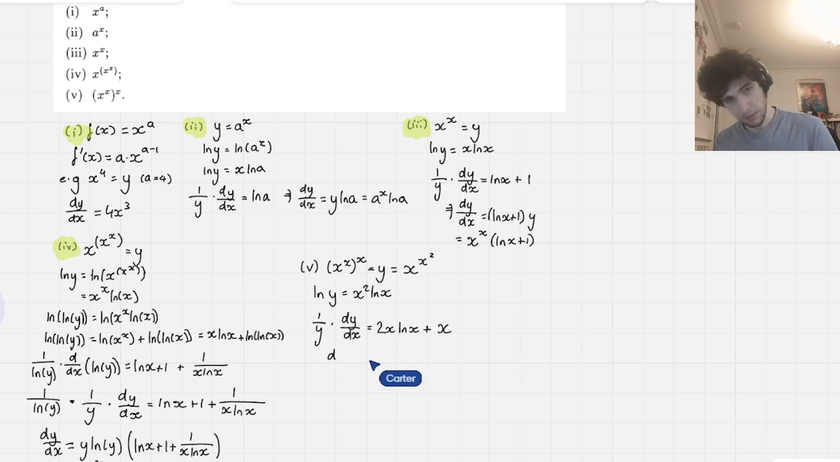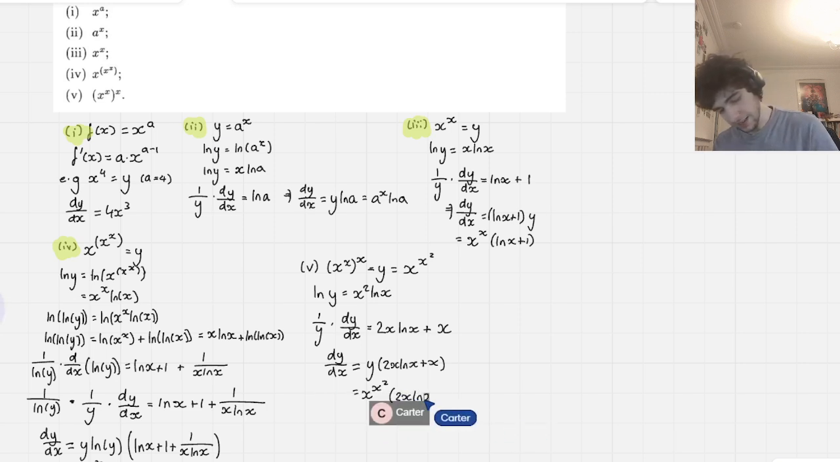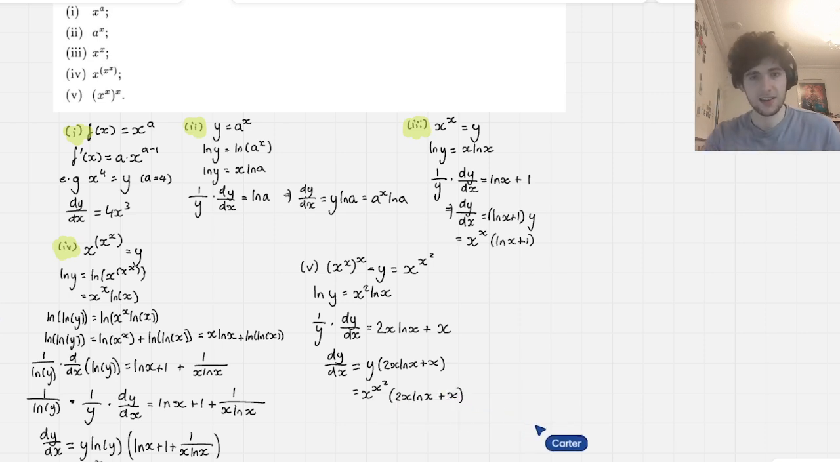Then we multiply everything by y. So this just gives us at the end dy/dx is equal to y multiplied by 2x ln x plus x. And y in this case is x to the x squared. So that just gives us x to the x squared multiplied by 2x ln x plus x as our final answer. Okay, very nice.